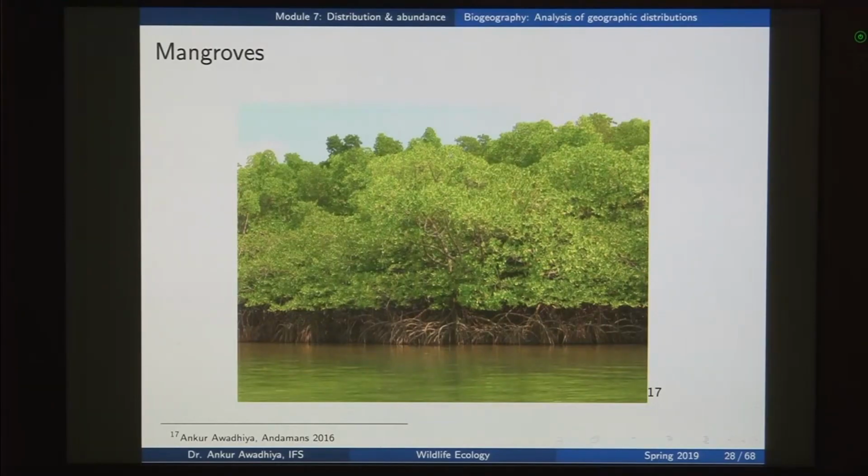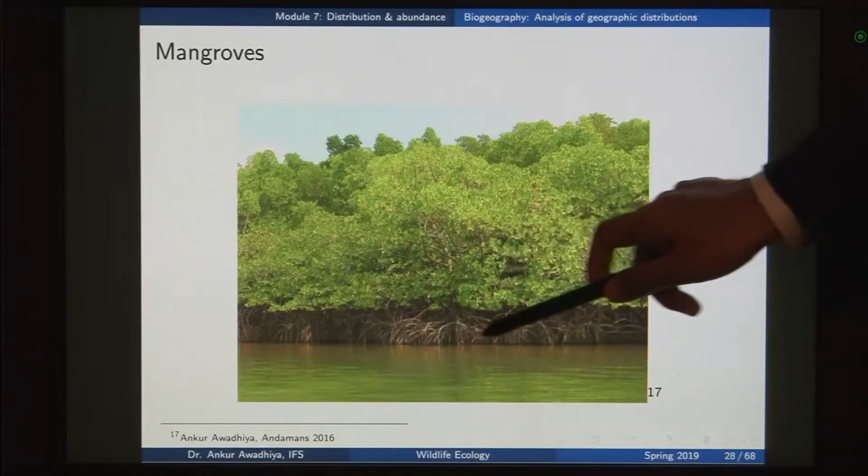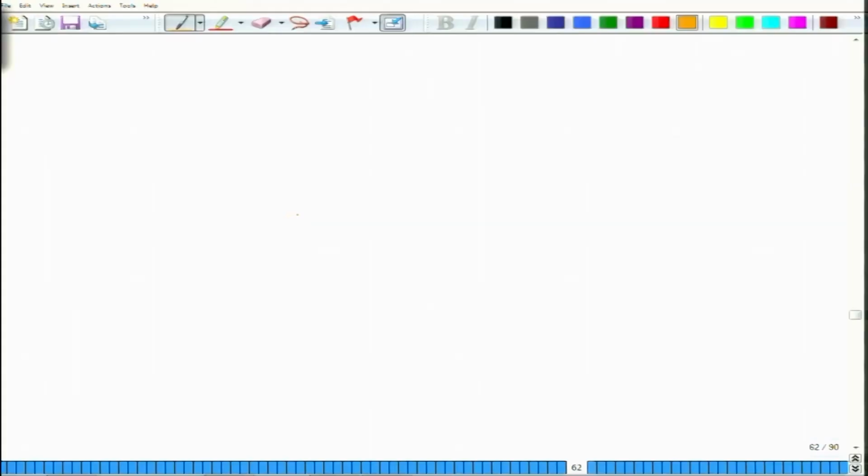At the same time, these areas also support a large population of saltwater crocodiles. These crocodiles can live in these areas and make use of these roots to get their prey or to kill their prey. So, typically what a crocodile does is that it would come to these roots.